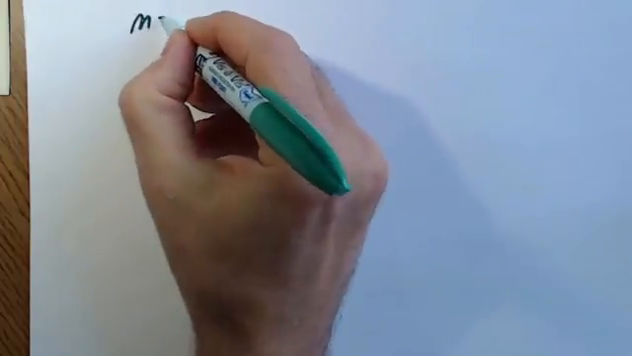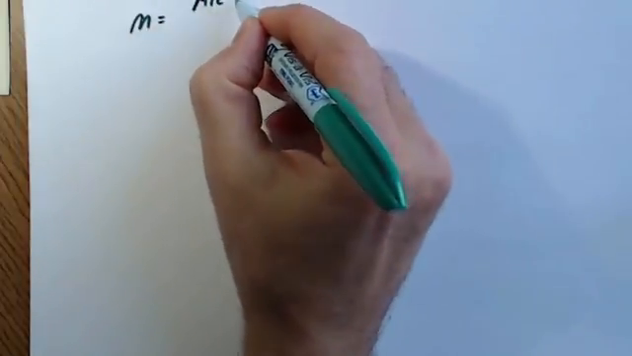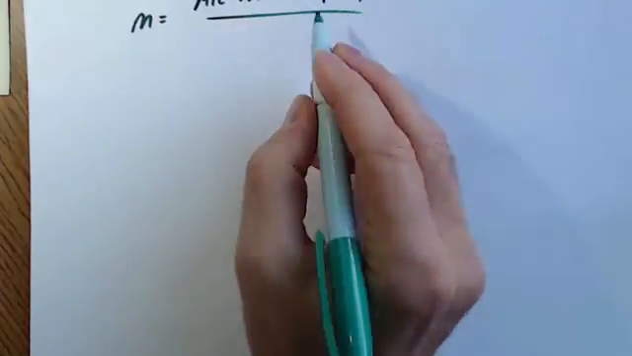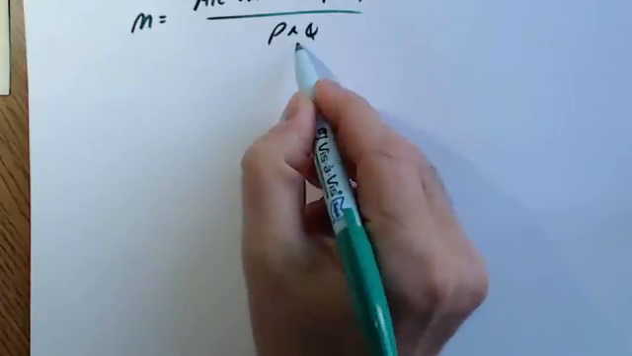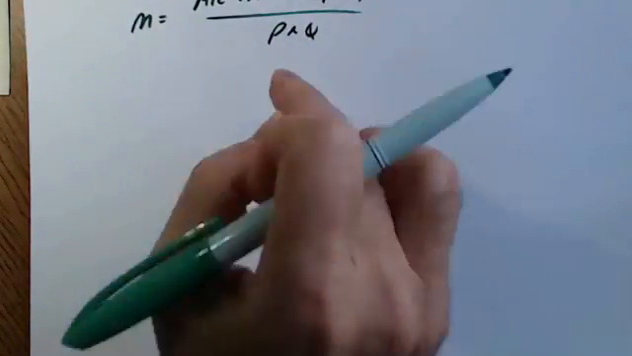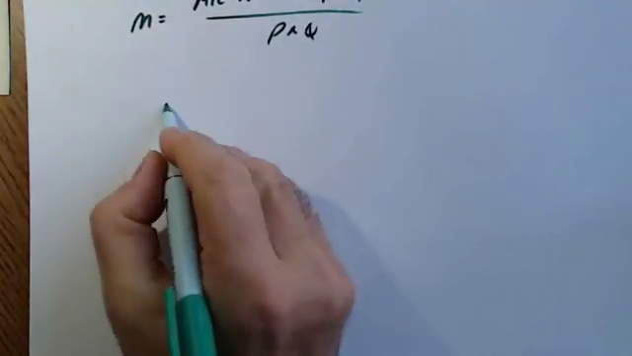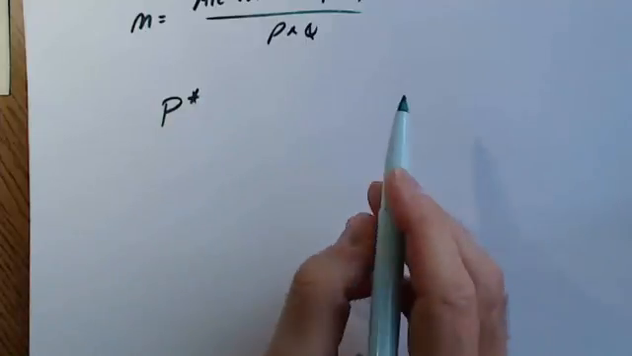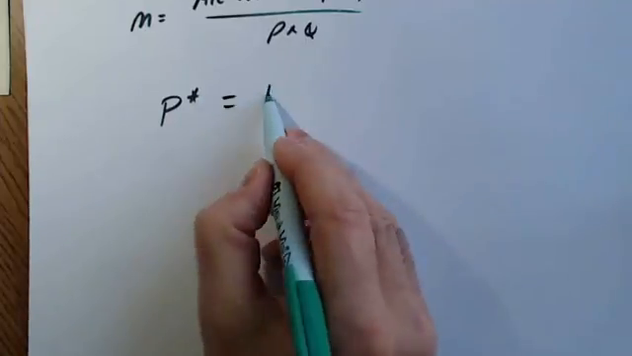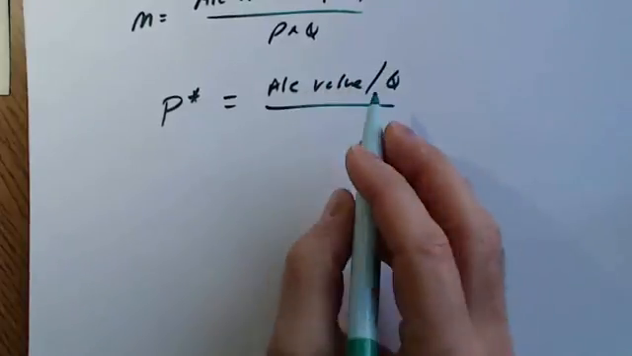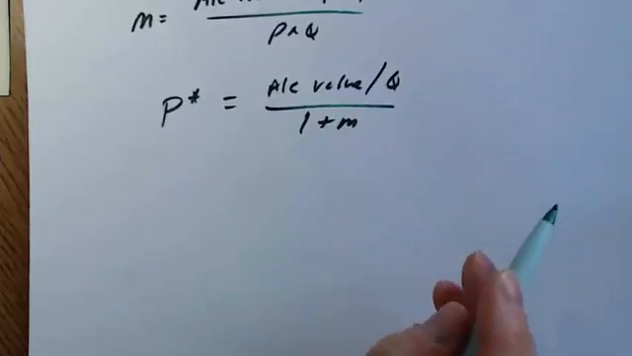Now the formula for determining the margin level for a short sale: the margin requirement is your account value minus P times Q, which is your liability, divided by the market value of what you just sold, which is P times Q. That's your equity divided by the market value of your assets. You can solve for P star, by the way, the price at which you'll get a margin call, and that's going to be your account value divided by Q, divided by 1 plus M, which is your margin requirement.